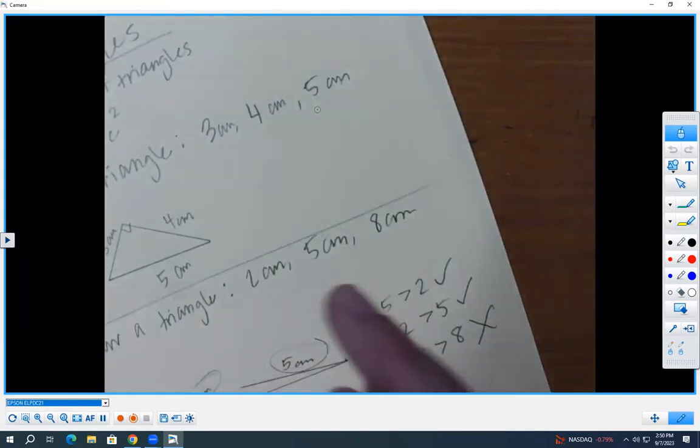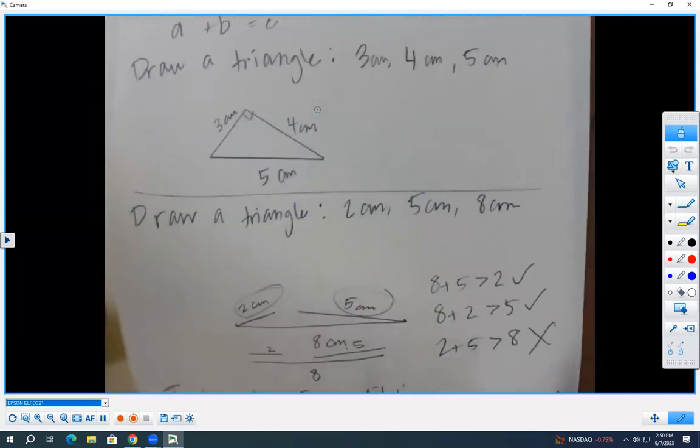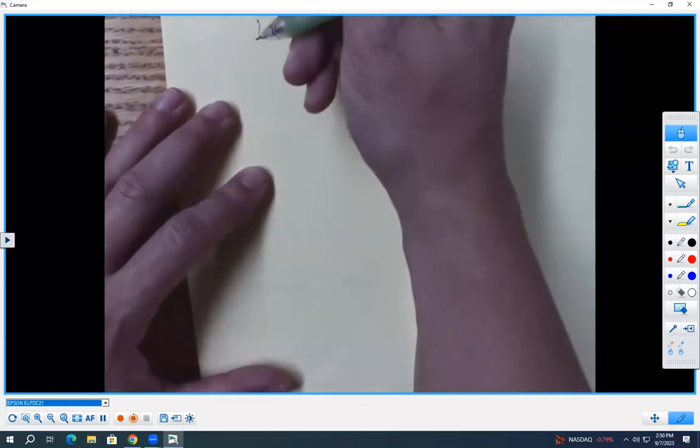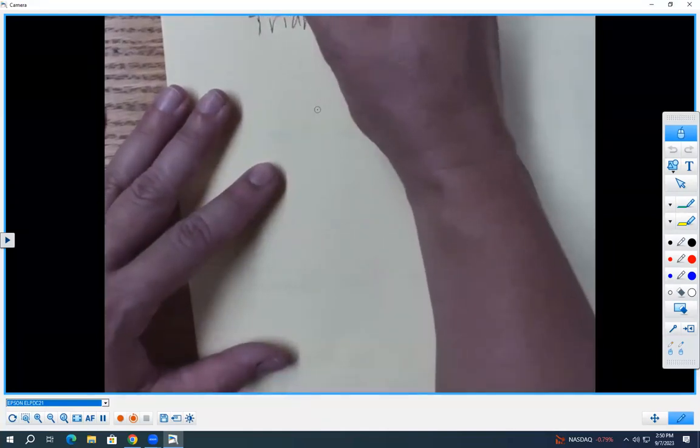Okay, so we are going to move into triangle congruencies, and we are going to spend a chunk of time on triangle congruencies because it is a really, really important topic. So what does congruencies mean? What does congruent mean?